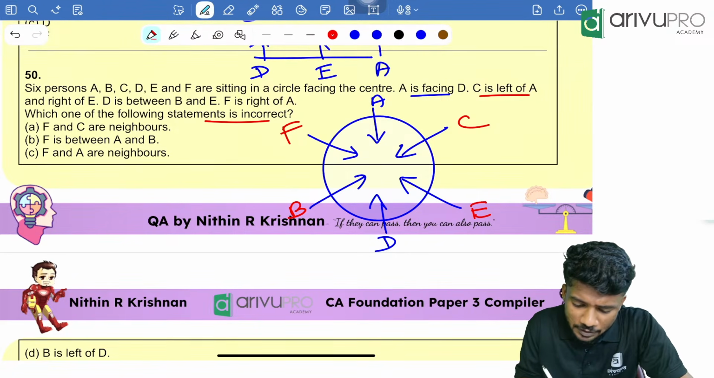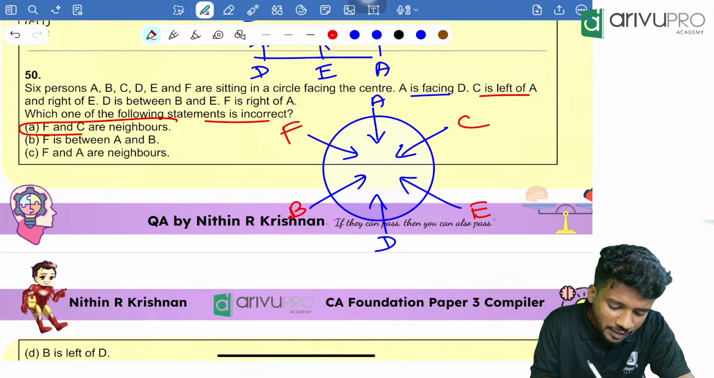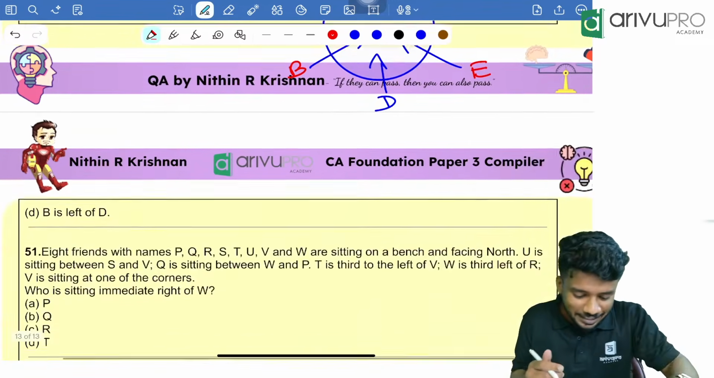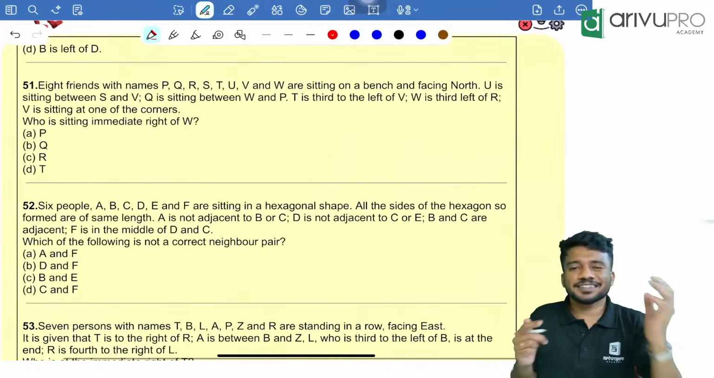F and C are neighbors. Are F and C neighbors? No, they are not neighbors. In between them, another person is sitting. A is sitting. Right? Yes. Next question. Third last question.